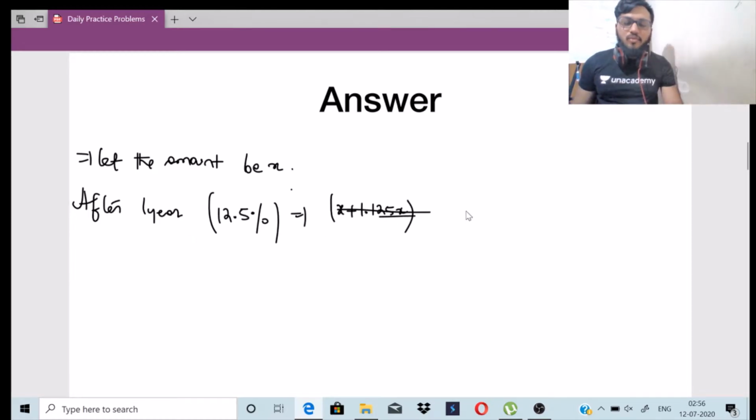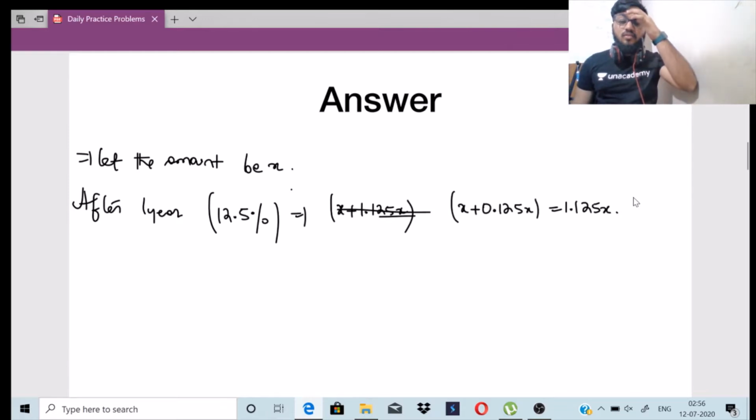12.5% means 0.125, right? x plus 0.125x, which is equal to 1.125x. The total will be 1.125x, that is the amount after 1 year. I am adding the interest rate. How much is the interest? The interest is 12.5%. What does 12.5% mean? It is equal to 0.125 when you convert it into a decimal. So the total amount will be 1.125x, adding the first year's interest.